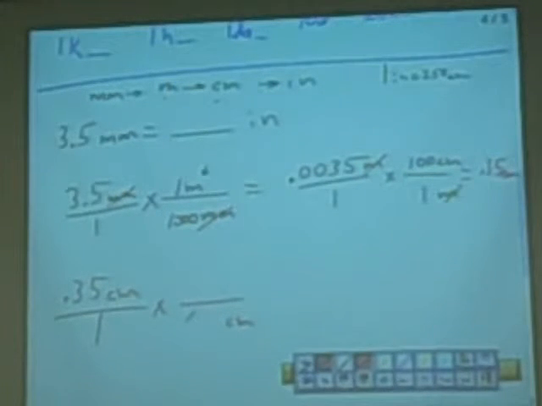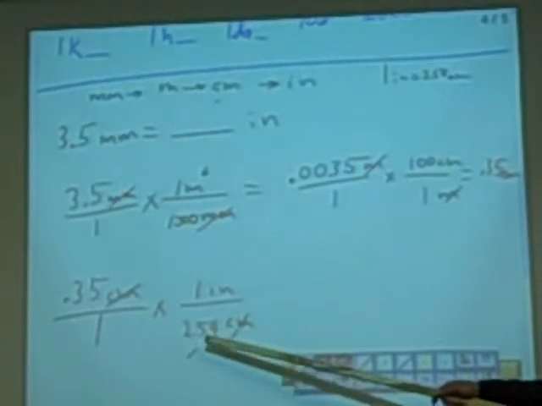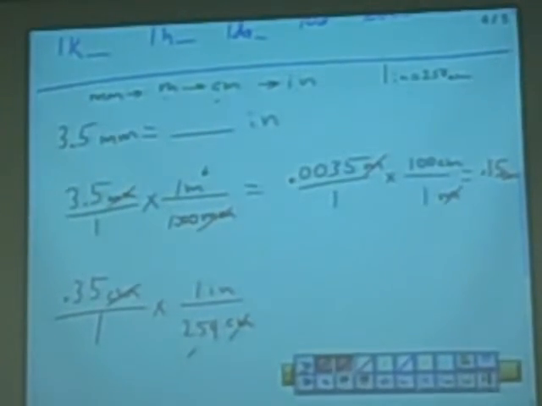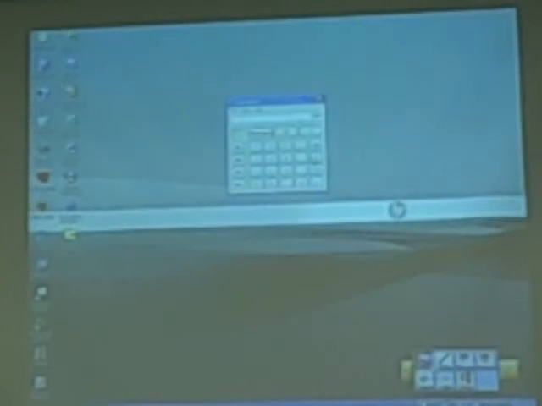Right. So that's going to be 2.54 centimeters. What's going to go in the numerator? 1 inch. And so the centimeters cancel. And so now the 2.54 is in the denominator. So are we going to multiply or divide by 2.54? We're going to divide, right? So on our calculator, see how we have 0.35? Now all we're going to do is hit divide, 2.54, equals.